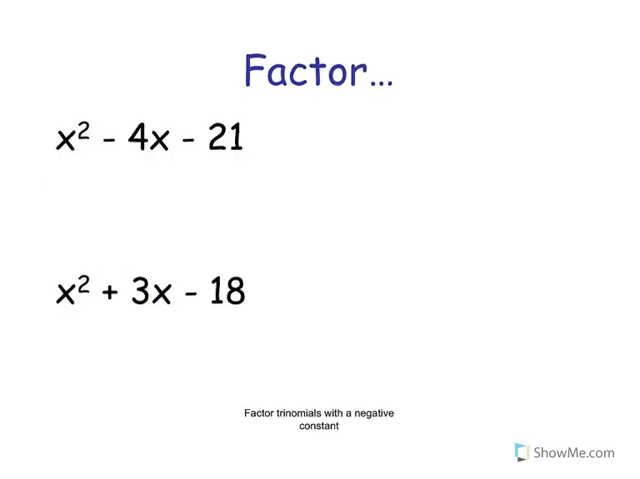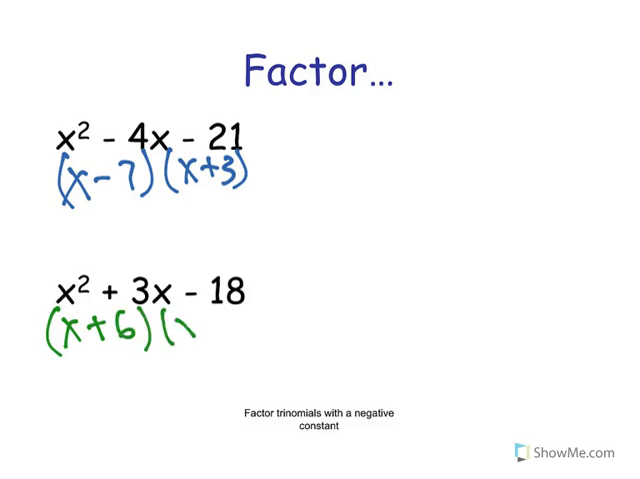Now I'm looking for two factors of negative 21 that add to negative 4. I'm going to use negative 7 and positive 3. And two factors of negative 18 that add to positive 3. I come up with positive 6 and negative 3.